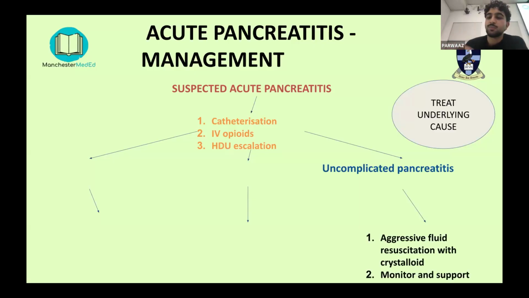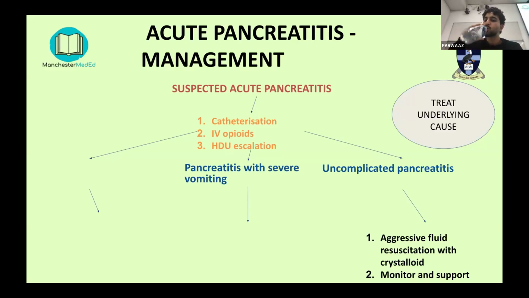But in terms of uncomplicated pancreatitis, a lot of people think, obviously, because it comes under general surgery, that it's a surgical condition, but it's really not. And the main thing to do is to just treat it supportively. So aggressive fluid resuscitation, and it's like bowel obstruction. There's a lot of third space volume loss. So more than 5 liters of volume loss, pretty much in a day. So resuscitate them with a crystalloid, so something like Hartmann's solution. And essentially they need a bed to be monitored for severity and any complications.